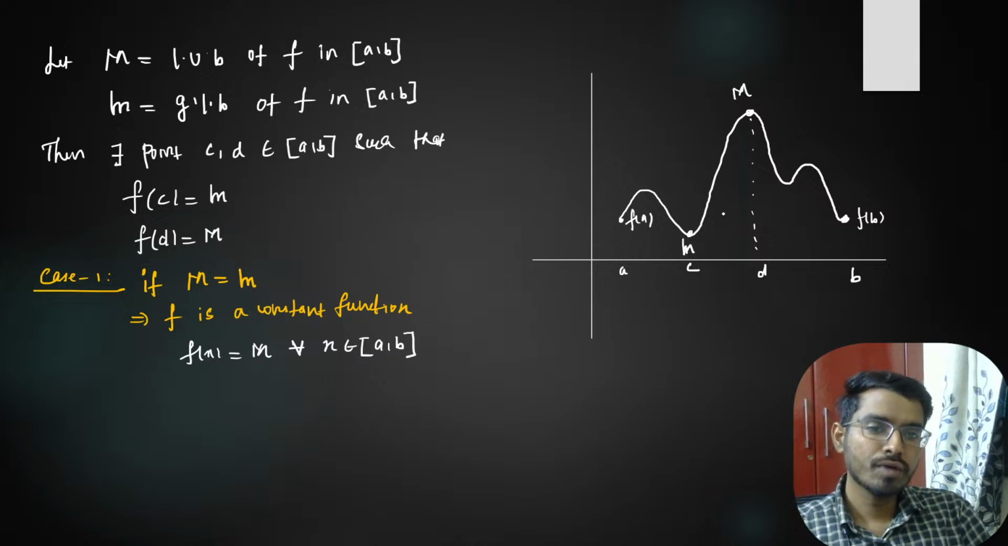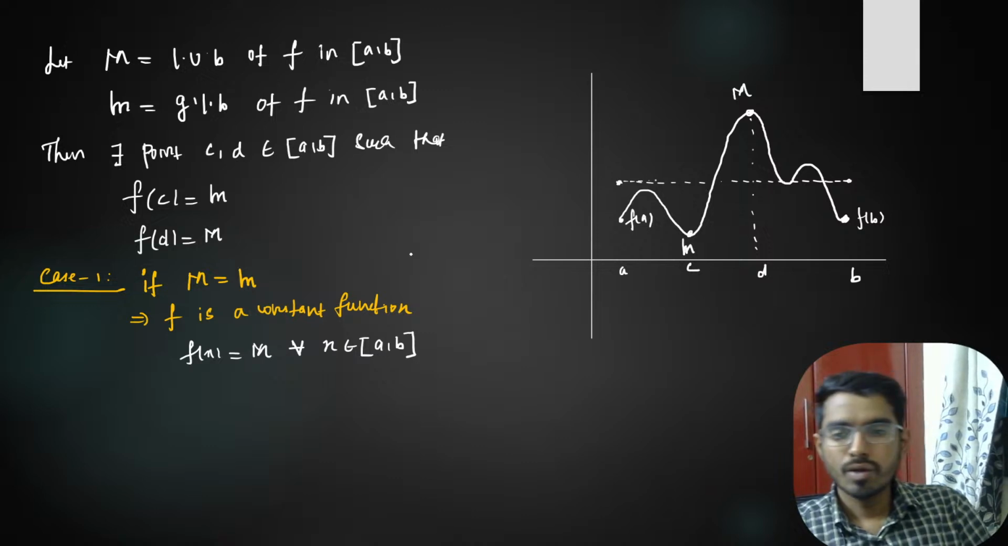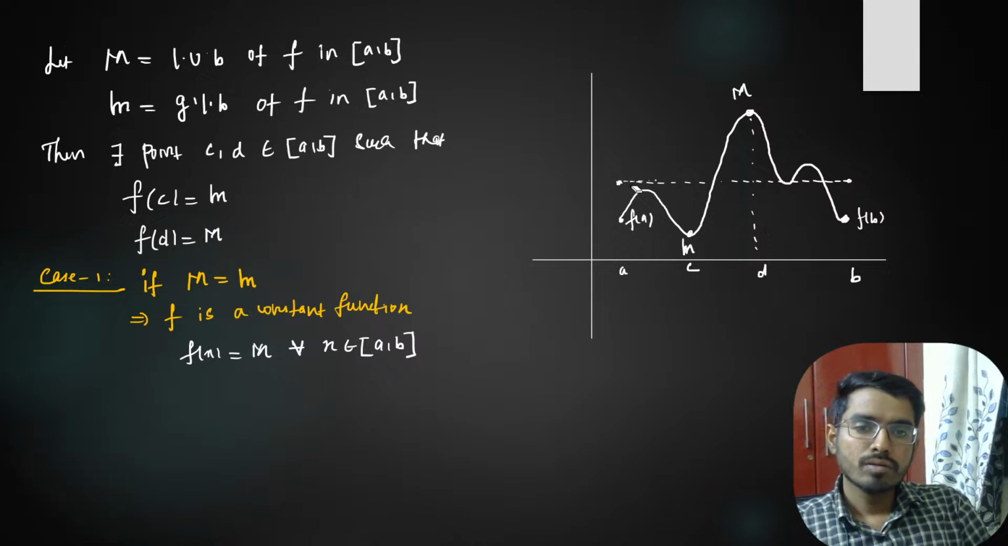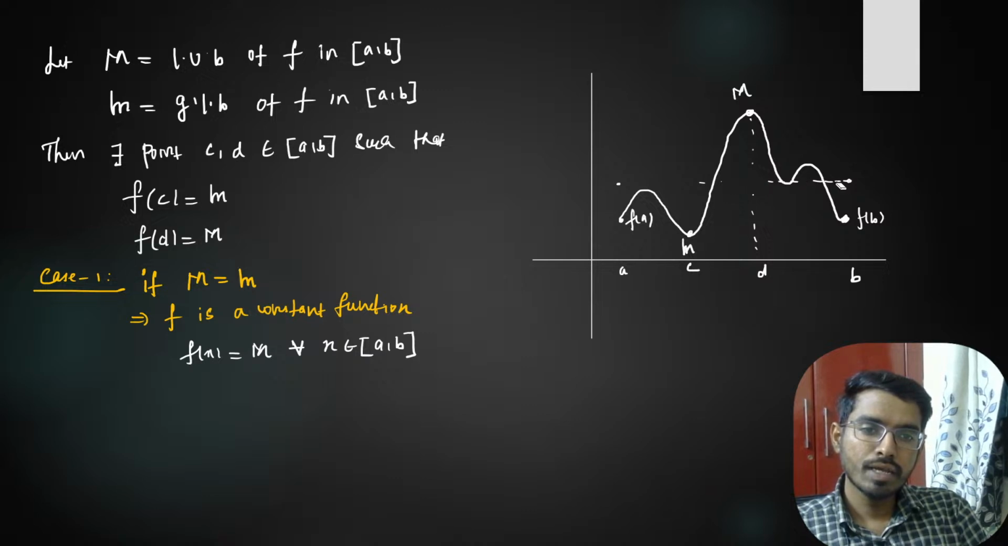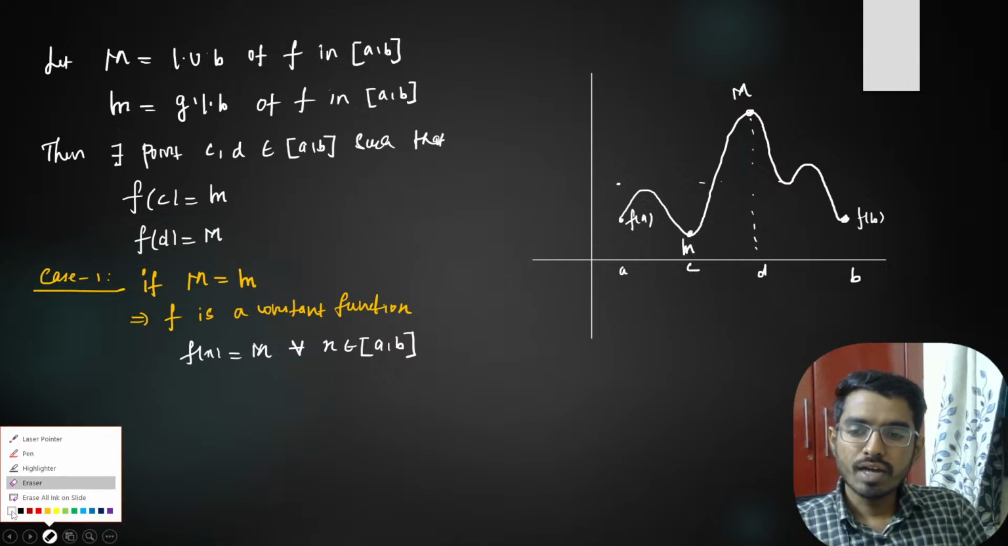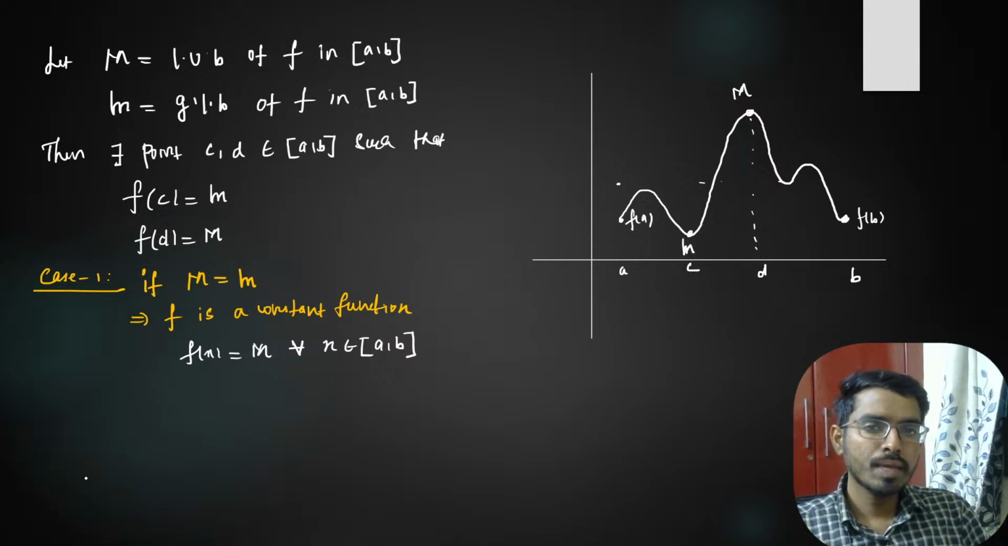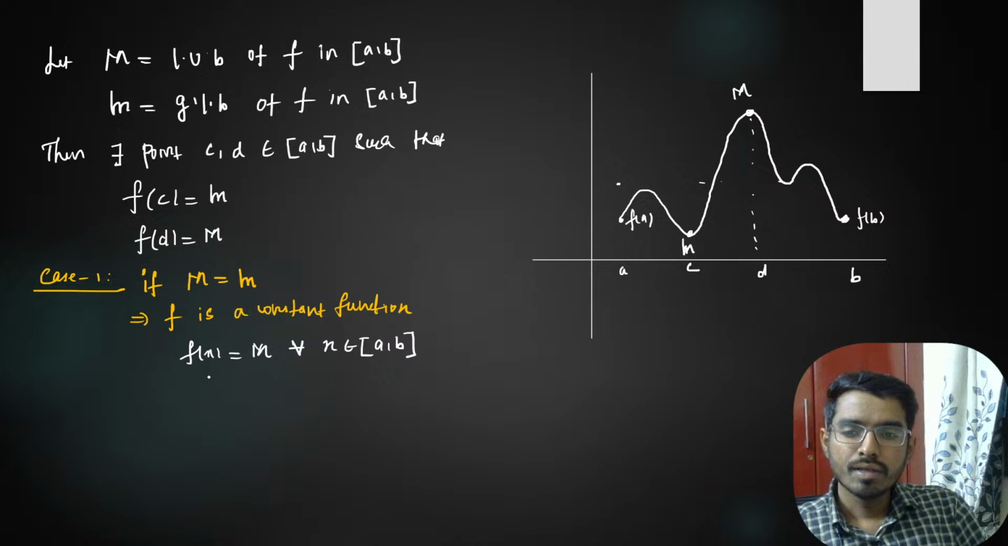Yes or no? See, if your capital M is equal to small m, then the graph will be a straight line, right? A horizontal line. Because the maximum and minimum are both the same, right? So if this happens, then surely that is a constant function. For a constant function, we can always find a point C whose derivative is 0, because the derivative is 0 throughout for all x, right? That means f of x is equal to m for all x belonging to a comma b.